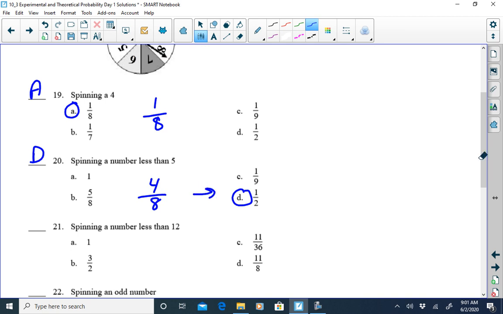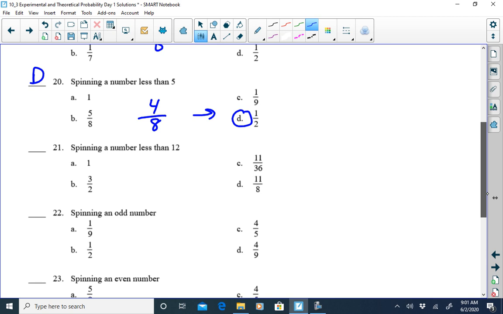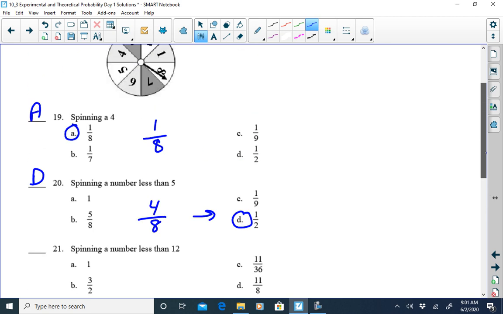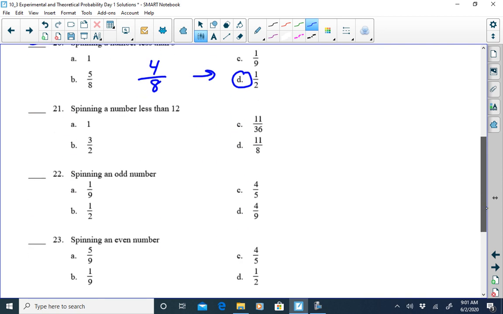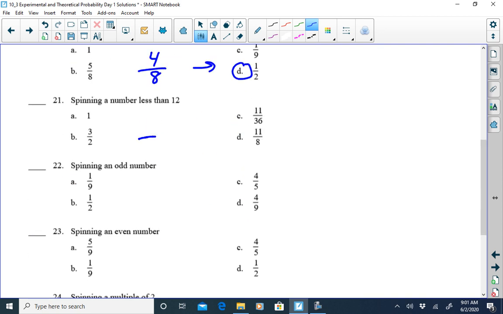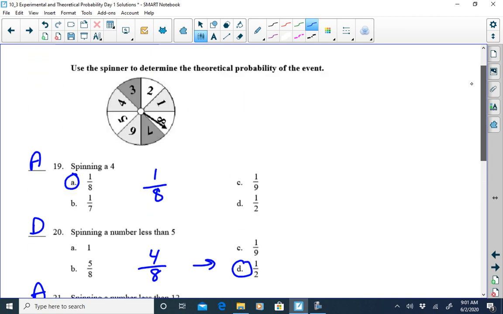Okay. Question 21, spinning a number less than 12. Well, when we look at our spinner, all 8 outcomes are less than 12. So out of the 8 outcomes, all 8 outcomes are less than 12. So for question 21, that would be a probability of 1, or 100%, because all of the outcomes are less than 12.